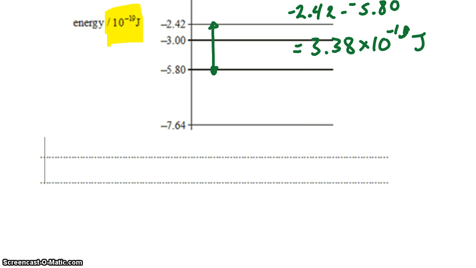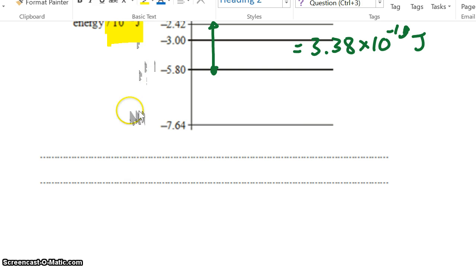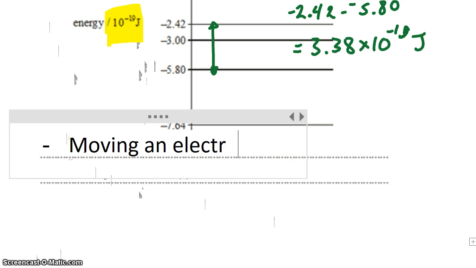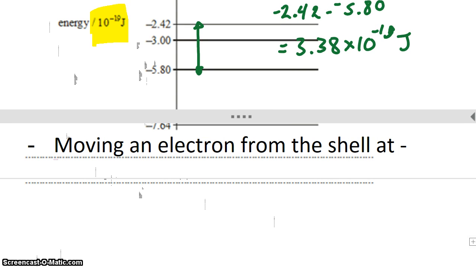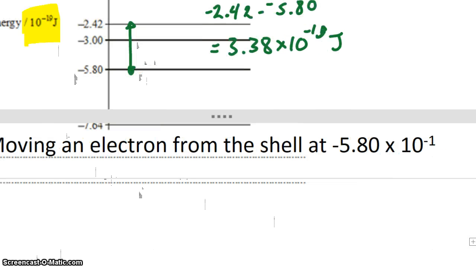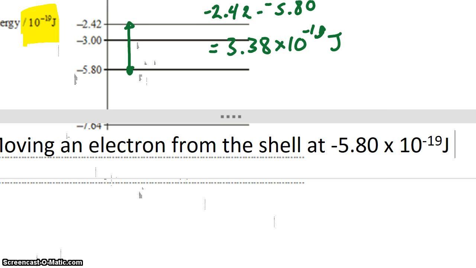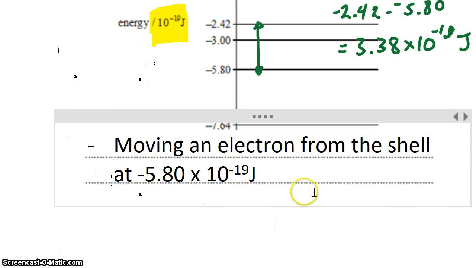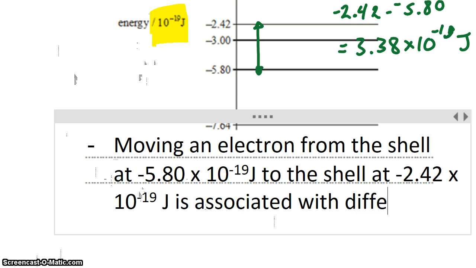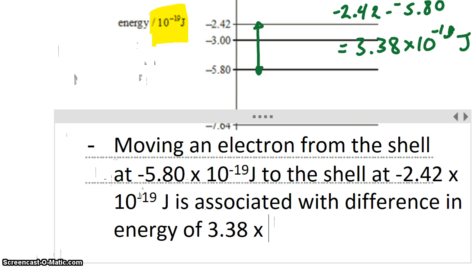So the last thing that we need to do is just explain in words what we've shown in that diagram, and that's that moving an electron from the shell at negative 5.8 times 10 to the negative 19th joules to the shell at negative 2.42 times 10 to the negative 19th joules is associated with a difference in energy of 3.38 times 10 to the negative 19th joules. And that's what allows it to absorb that photon.